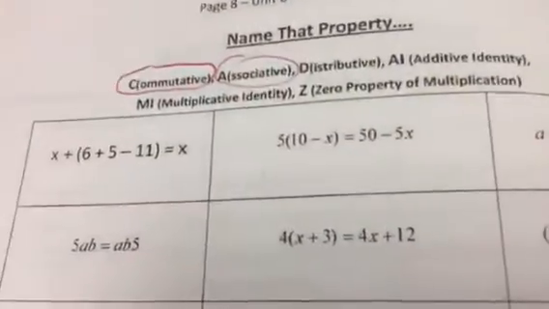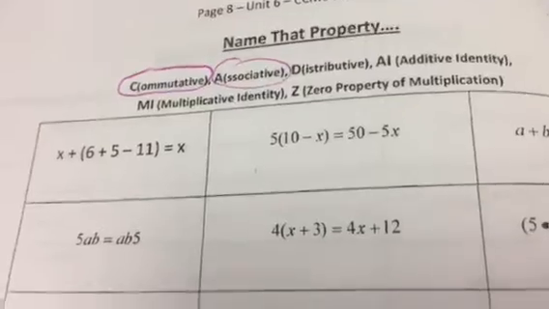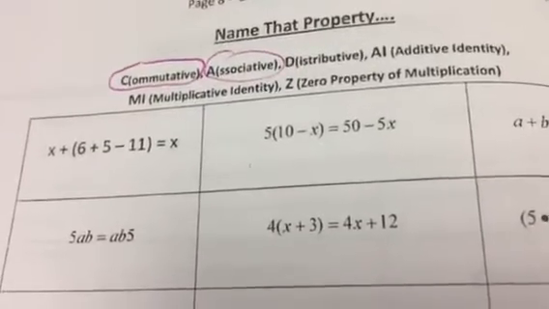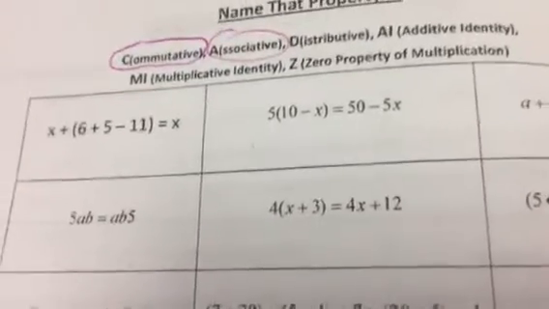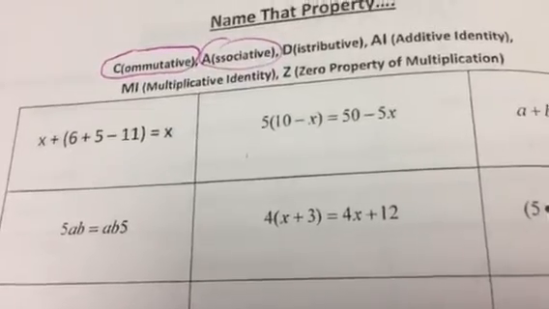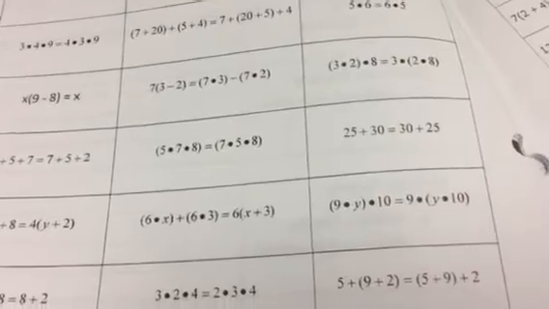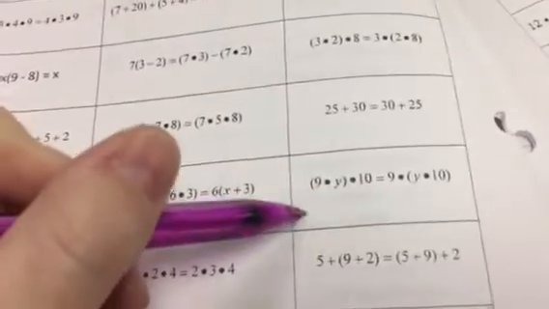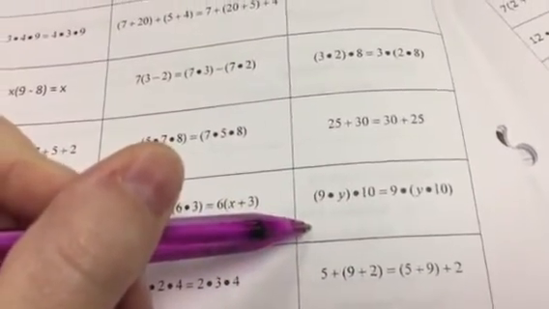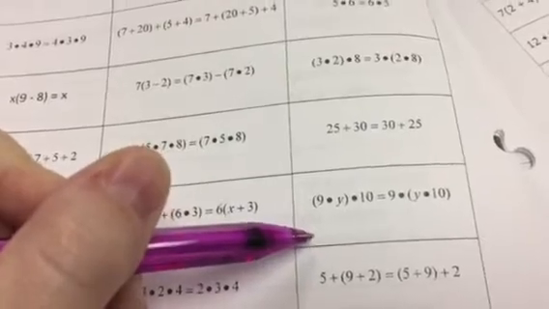Next is the associative property. That just means you have changed where the parentheses are around the items, but the order of the items in the problem does not change. So I'm going to find an example of that, and I see right here 9 times y times 10 equals 9 times y times 10. The only thing that changed was where the parentheses were placed.